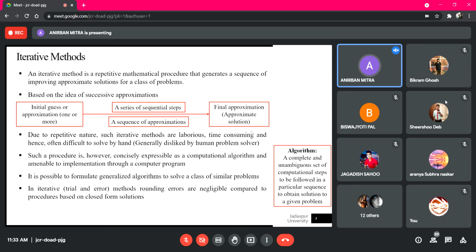If the error is larger than a specified value, then you go for more number of iterations. And if that error falls below the specified tolerance, then you stop the iterations. So automatically the errors are going to be reduced. So that is why inherently these iterative methods do not suffer from the ill effects of rounding errors. That is an added advantage.